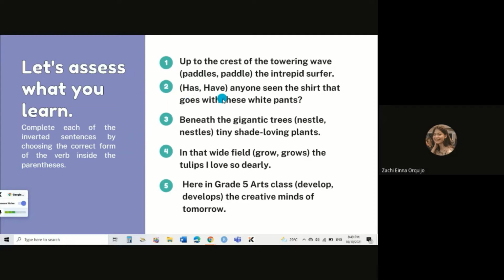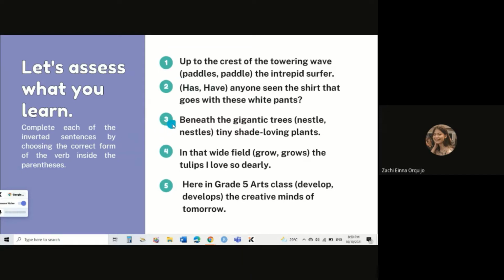Has or have, ano ang tamang sagot? So our subject is anyone. So ang anyone ay singular. So anong singular dito sa dalawang ito? So the correct answer is has. So, has ay singular. Ginagamit natin tong verb na to kung singular ang subject natin. Kung have naman, ginagamit natin to kapag plural yung subject. Because anyone is a singular subject, the correct answer here is has. So, has anyone seen the shirt that goes with these white pants? So, that's the correct answer.